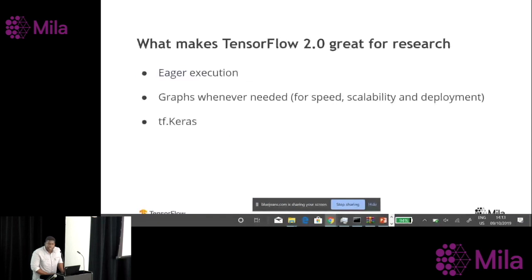So these are the top things that I think make TensorFlow great for research. The fact that we have eager execution enabled by default, which means we can inspect and debug things. But we can still use graphs because they provide speed, scalability, and make your model fast and ready for deployment to the cloud, to the device, and even on the web. And also because of that tight integration with Keras, an API for machine learning.